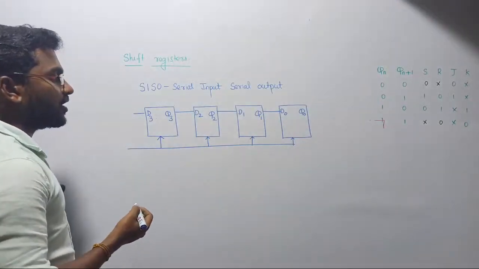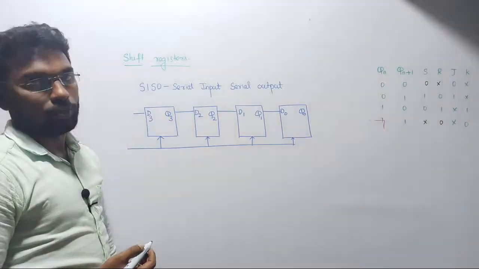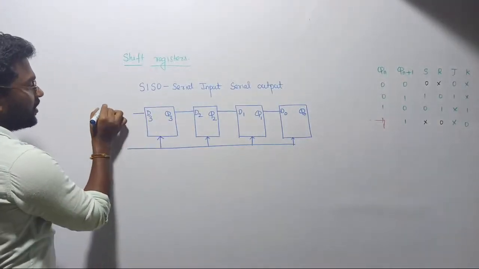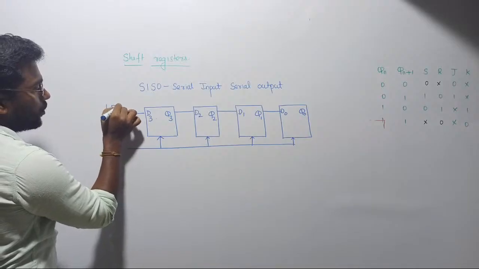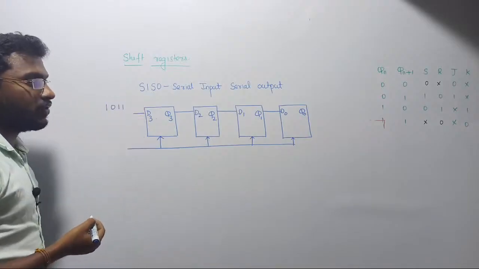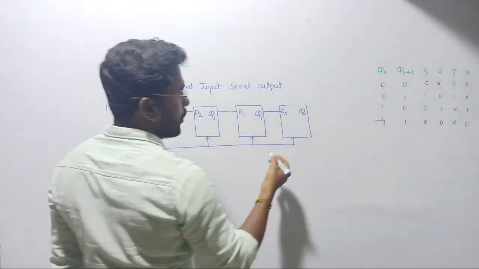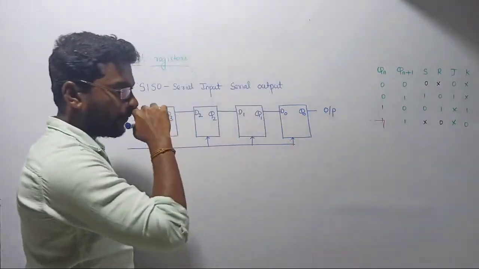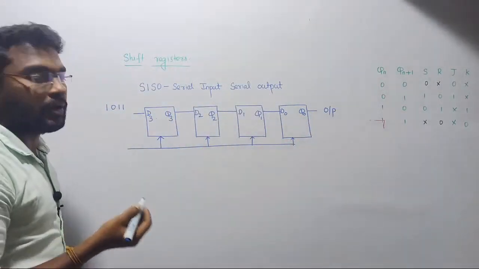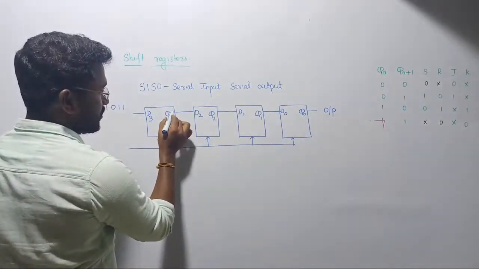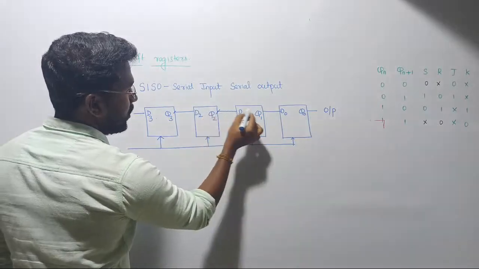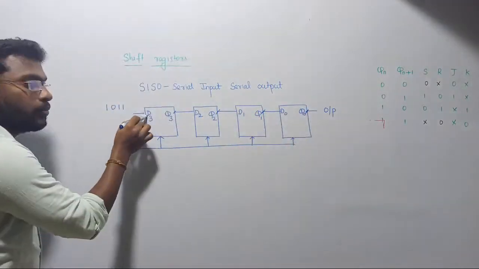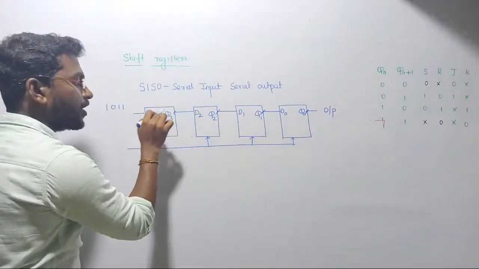So I said we are going to consider serial input, serial output. Serial input, serial output means, for example, I would like to register the data called 1011 into the flip-flops. Okay guys, listen, this is the point where we are going to collect the output, whereas this is the storing point of the bits. You will have to store the bits at this point. This is called input. This is the point where we are going to store the bit.